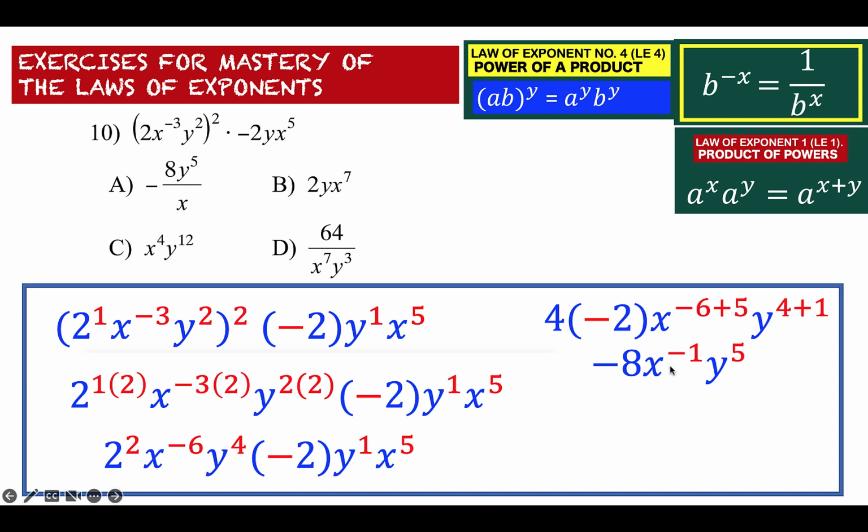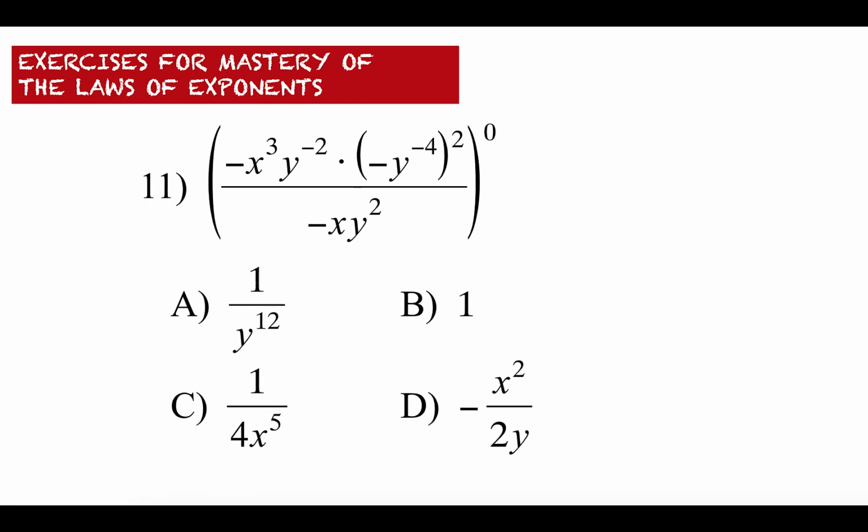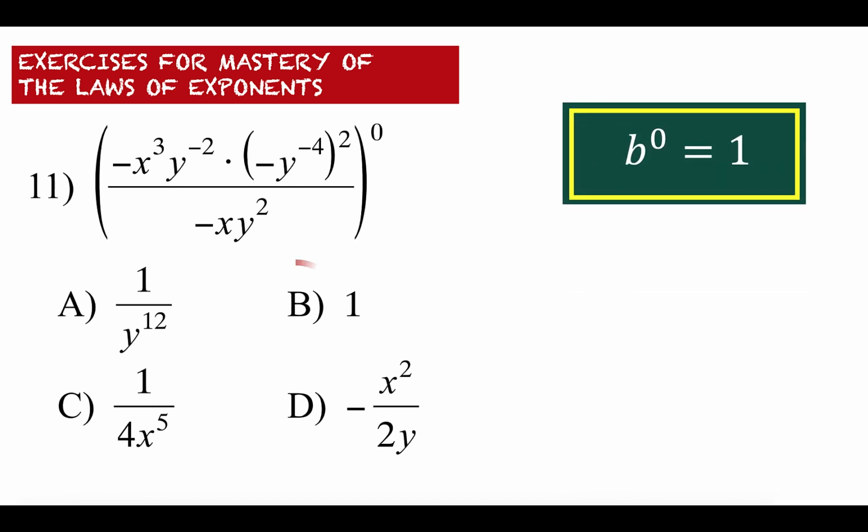And we still have a negative exponent, so we use the property, and it becomes negative 8y to the 5th. This x to the negative 1 becomes x raised to positive 1, but in the denominator. And that is letter A. Number 11. This problem looks complicated, but since its exponent is 0, it is easy to solve. Because any number raised to 0 is equal to 1, our answer is letter B.